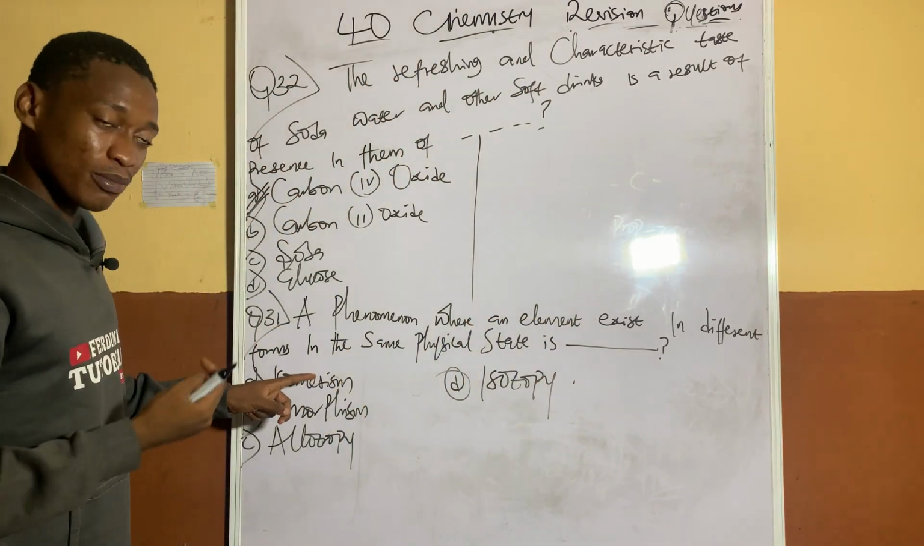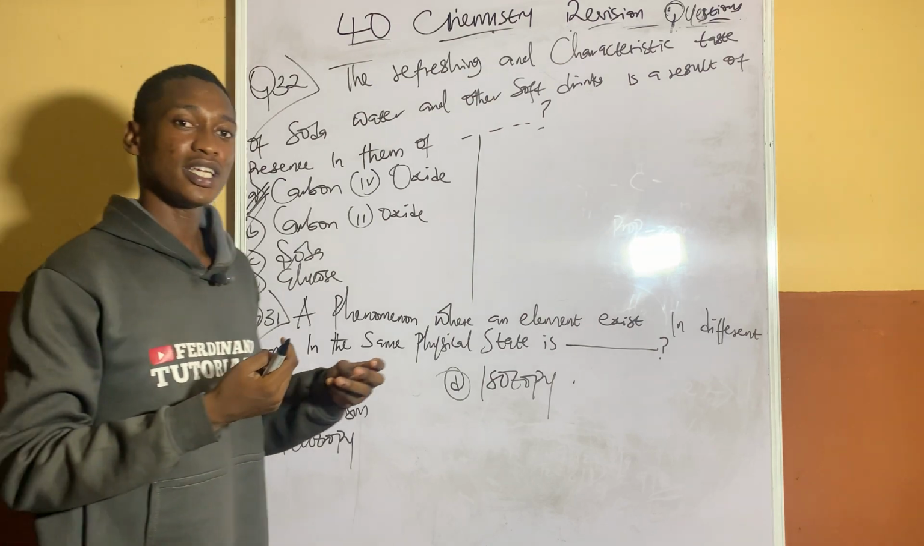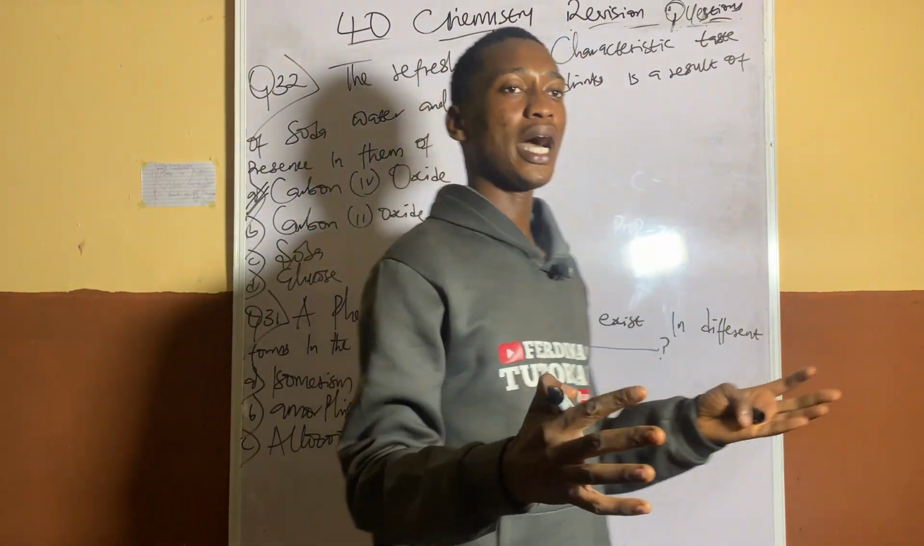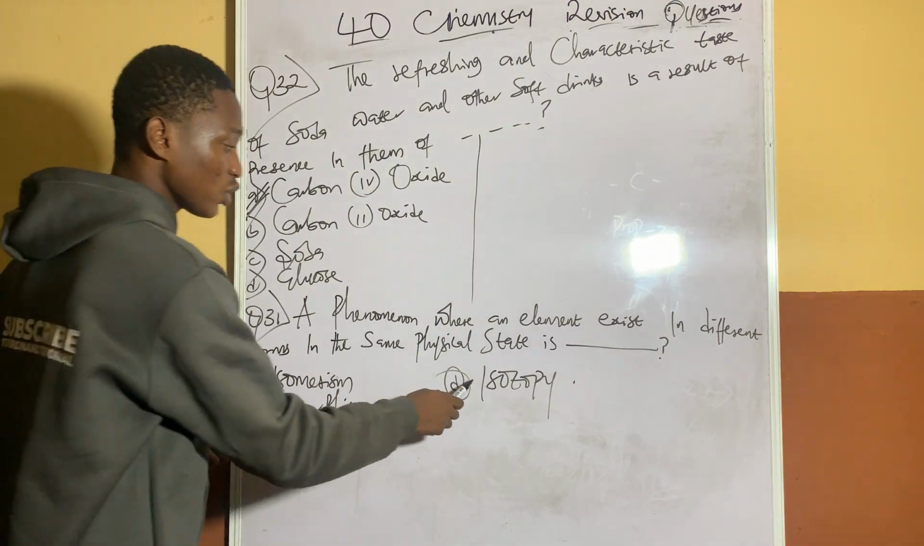Now the answer is not isomerism, because in isomerism we are saying that they have the same molecular formula but different spatial or structural arrangement. Now the answer is not amorphism. The answer is not isotopy.